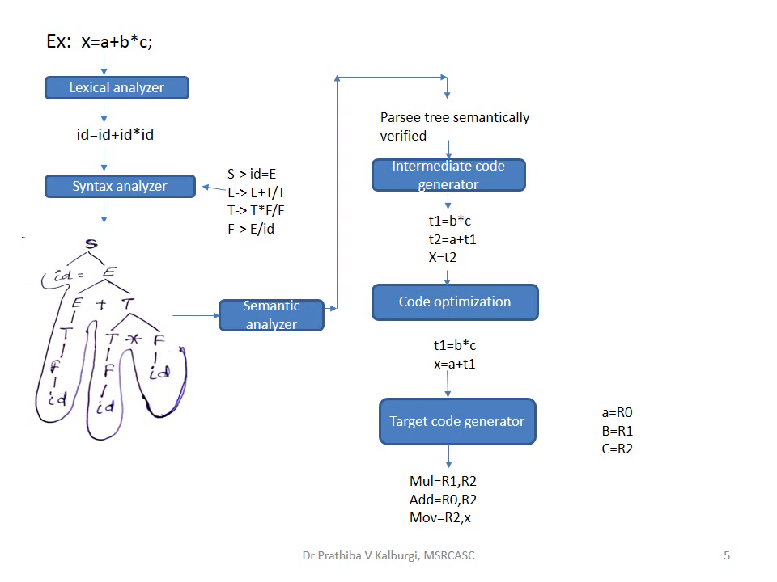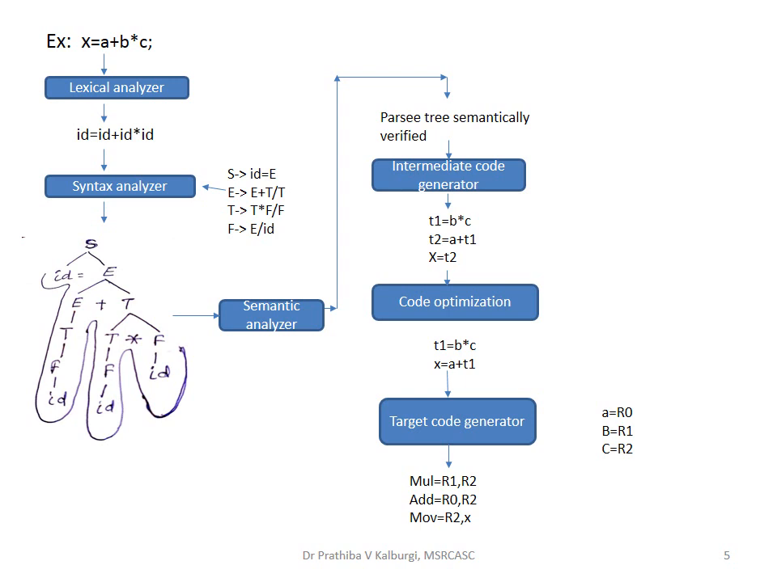Now what do you mean by semantically? Semantically is nothing but meaningful information, whether it is meaningful or not. That is, it is going to check whether the left hand side is compatible with the right hand side. So this semantically verified parse tree will be given to the intermediate code generator.